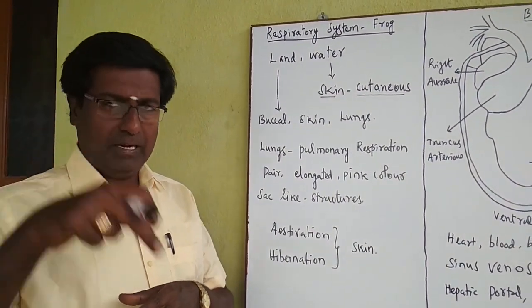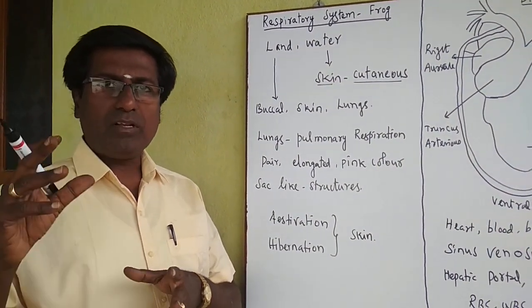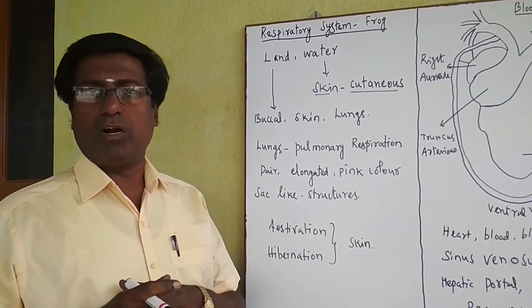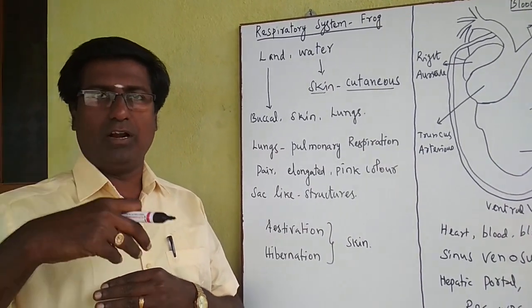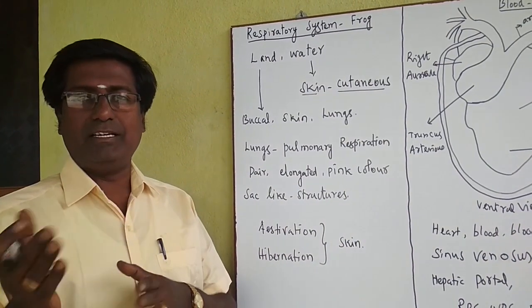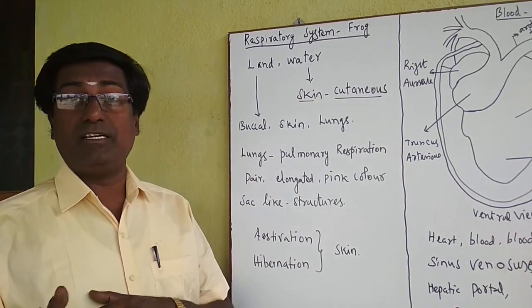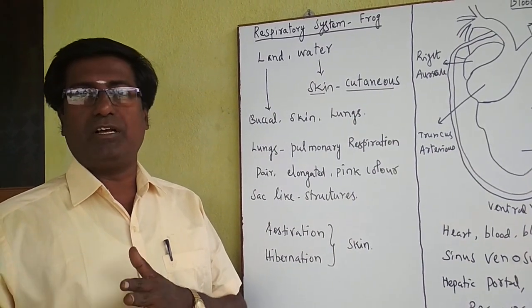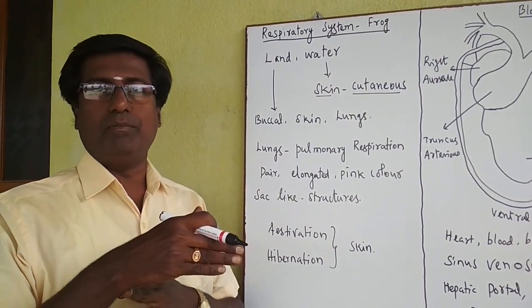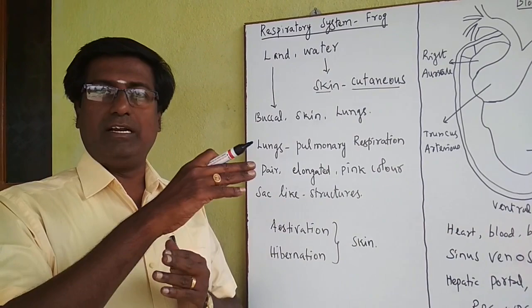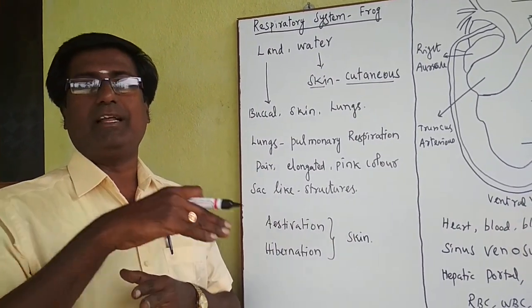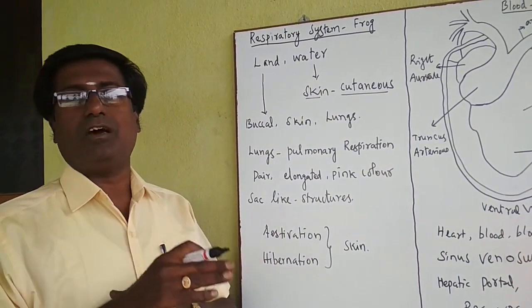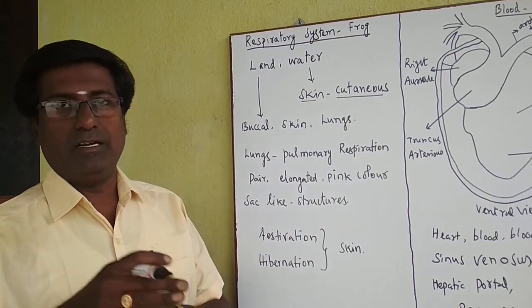Whenever the frog is living in the water, the oxygen is dissolved in the water. The water falls on the skin and gas exchange takes place. How does the gas exchange take place? By simple diffusion. Through diffusion, the oxygen enters the skin and blood vessels, and in the same way the carbon dioxide goes out from the skin. This is called cutaneous respiration.